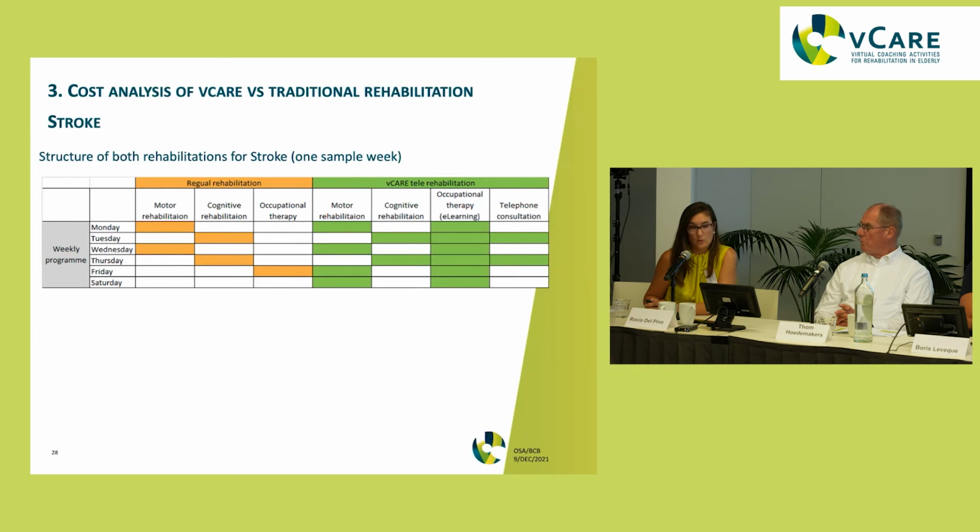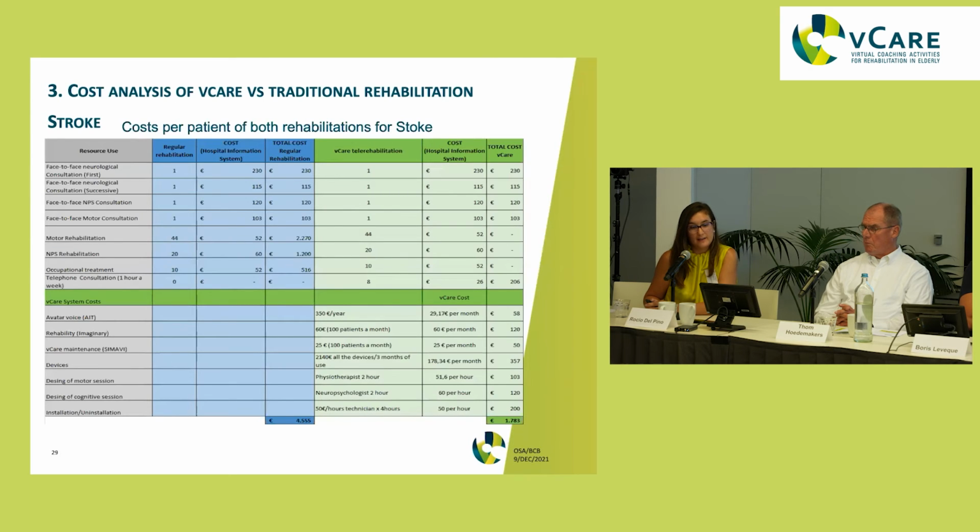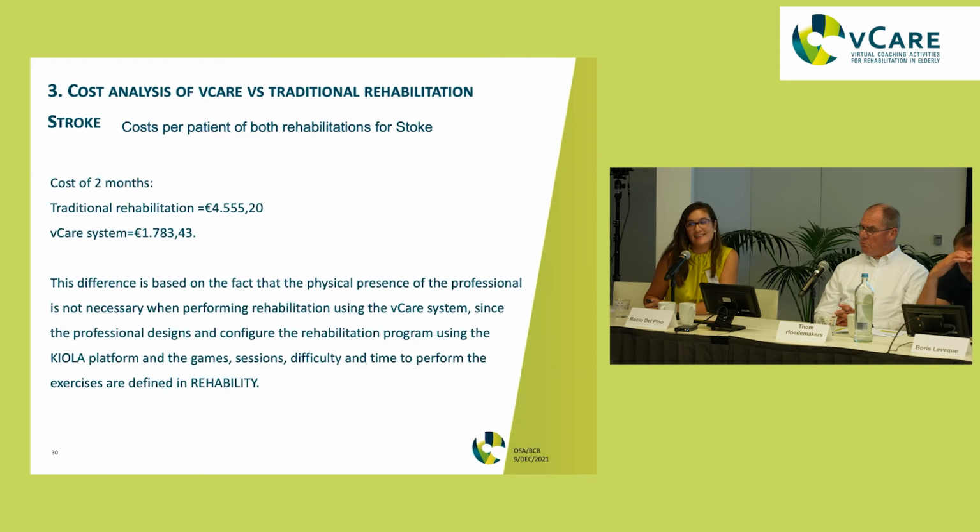This is the structure of their rehabilitation for stroke, an example of 1 week. And here are the costs. Maybe you cannot see because there is a lot of money there. So here is the summary. For the traditional rehabilitation, you can see that it is around 4,000 euros, but the vCare system will be less costly, around 1,000 euros.